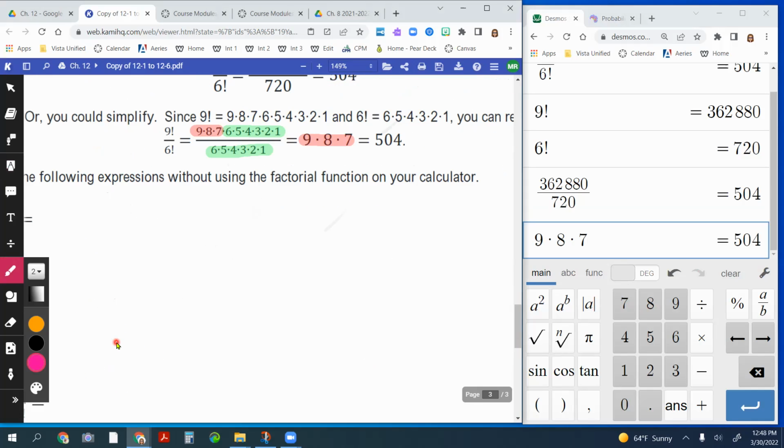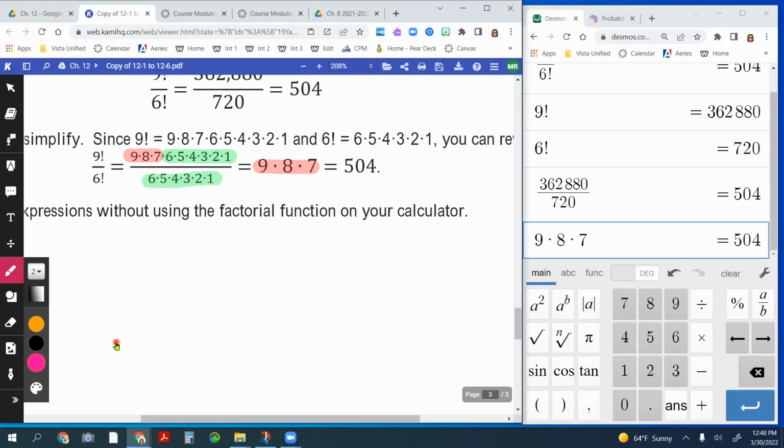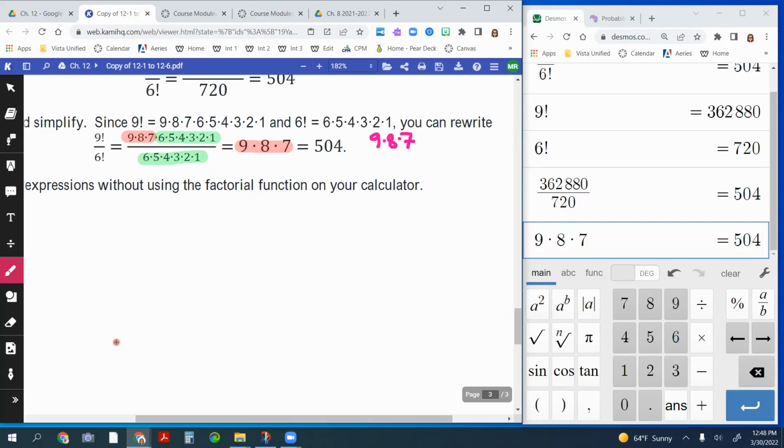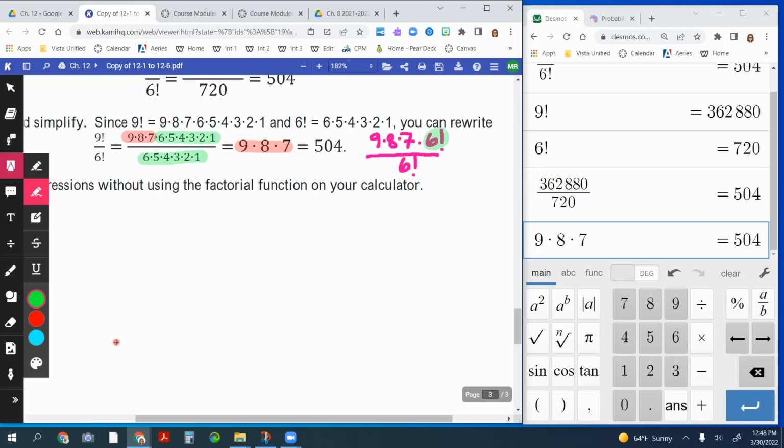So in this problem, what you want to do is break down the 9 to 9 times 8 times 7, and we're still going to do 6, 5, 4, 3, 2, 1, but another way to write 6 times 5 times 4 times 3 times 2 times 1 is 6 factorial. And then you'll notice on the bottom, we had a 6 factorial. So what I just wrote here is really the same as what I had highlighted in green over here. 6, 5, 4, 3, 2, 1 is really 6 factorial. These are going to cancel out and we get 9 times 8 times 7, which is 504. That's what we want to do on these problems.